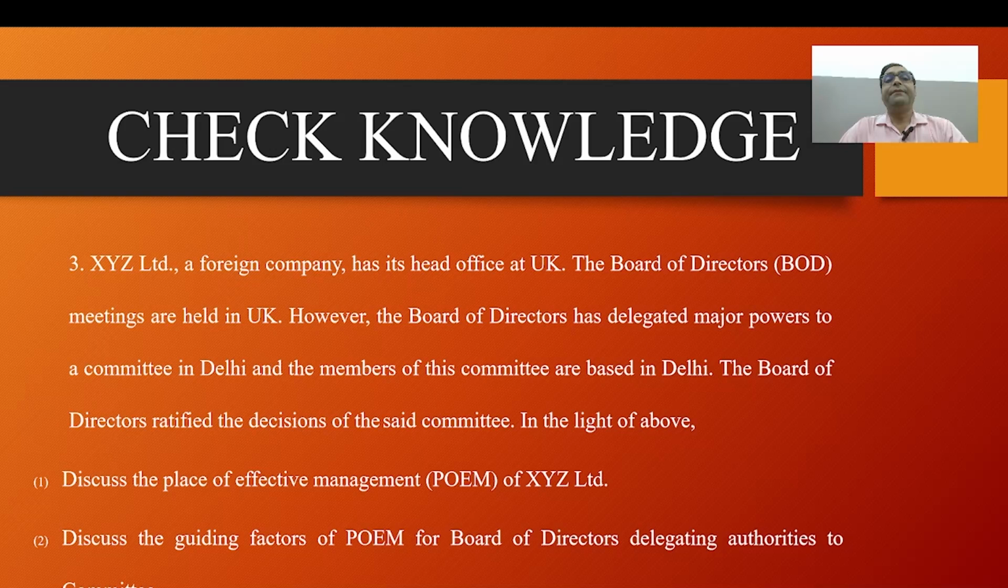Does, in substance, the key management and commercial decision necessary for the conduct of the company's business as a whole? In this case, board meetings are held in UK, but they only formalize the decisions taken by the committee at Delhi in India. Here the place of board meeting held at UK cannot be POEM, as power is delegated to the committee which is based at Delhi. It means the place of effective management is Delhi, not UK.